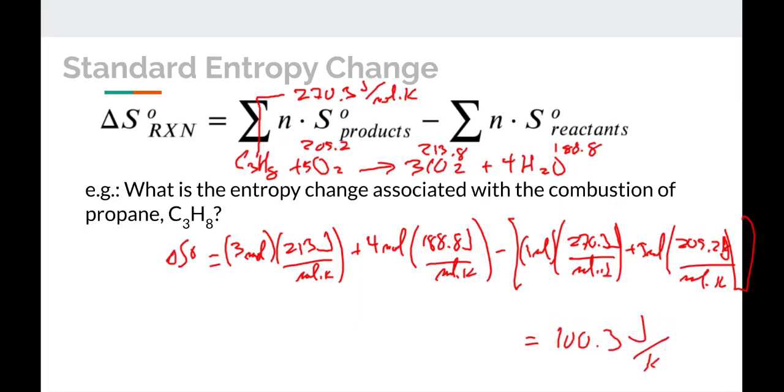100.3 joules per Kelvin. And when you think about entropy being the ratio of a Q to a temperature, that unit makes sense because we would measure energy in joules, we would measure temperature in kelvins.